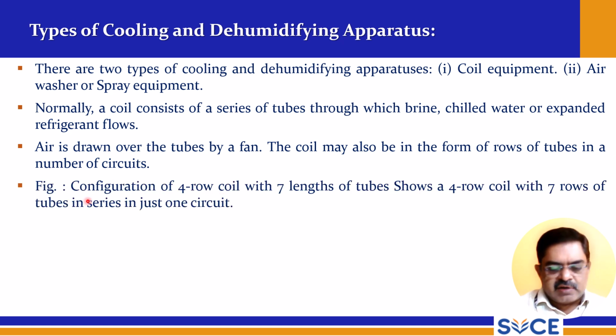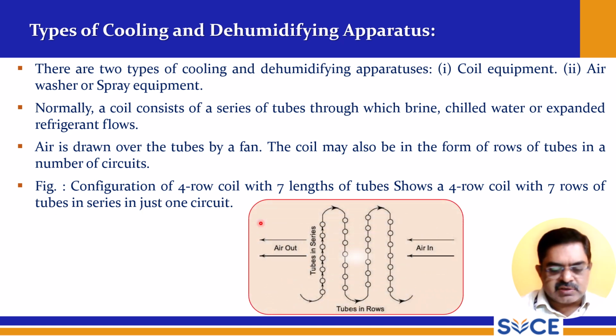I will show you a figure here, a configuration of a 4-row coil with 7 lengths of tubes. It shows a 4-row coil with tubes in series in just one circuit. This is the simple circuit, with tubes in rows and tubes in series, and air in and air out. This is a coil type apparatus.